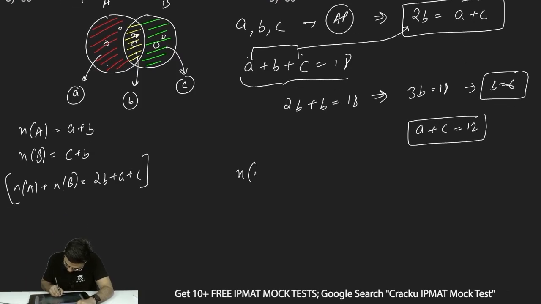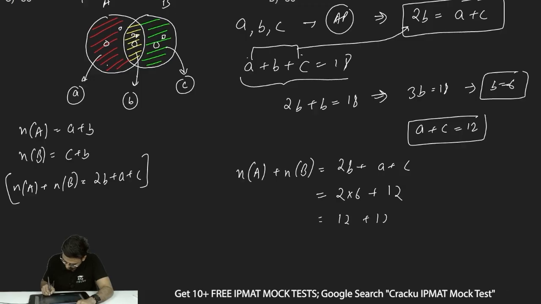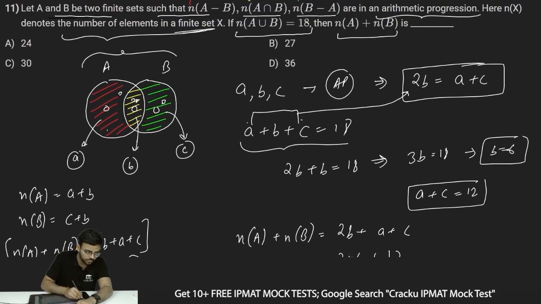Now 2A plus 2B will be equal to 2B plus A plus C. So this is equal to 2 into 6 plus A plus C, which is 12. So this is 12 plus 12. So this value 2A plus 2B will be 24, and therefore option A, 24, will be the correct answer.